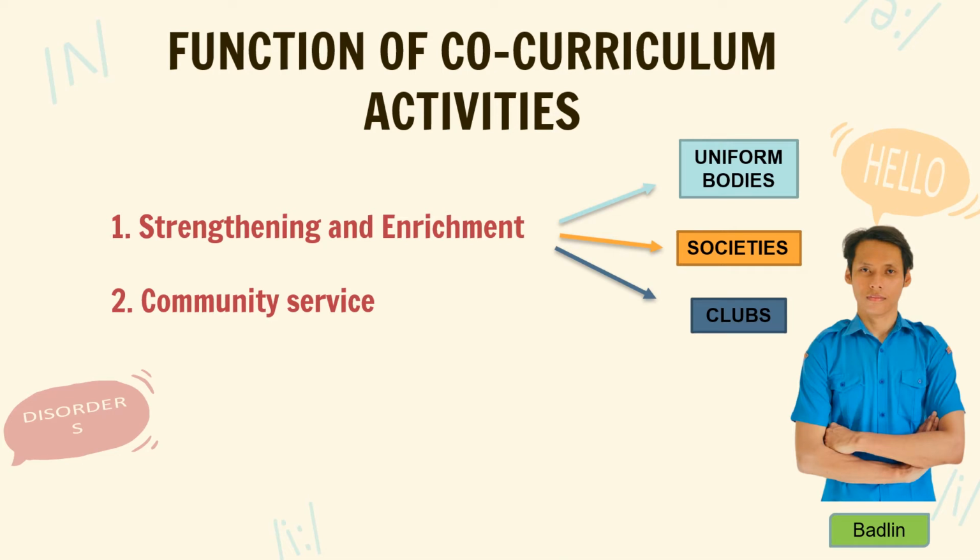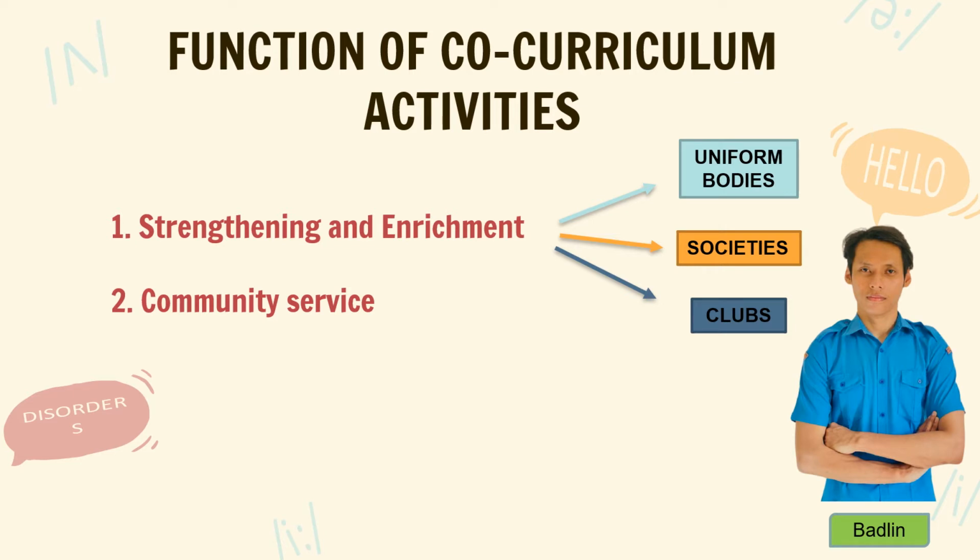Okay, we go to the function of co-curriculum activities in school. The first point is strengthening and enrichment. This activity can provide an opportunity for students to understand the concept of training in a particular field by applying that knowledge in a more meaningful and realistic context.